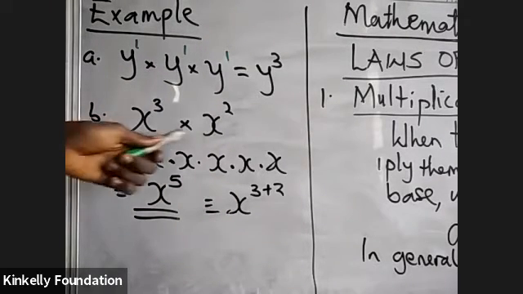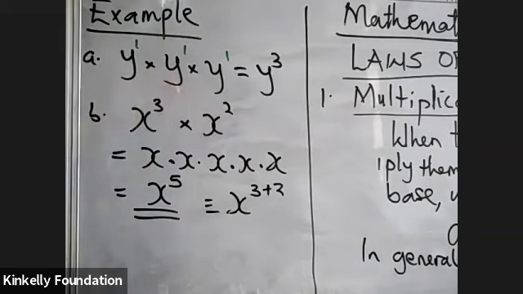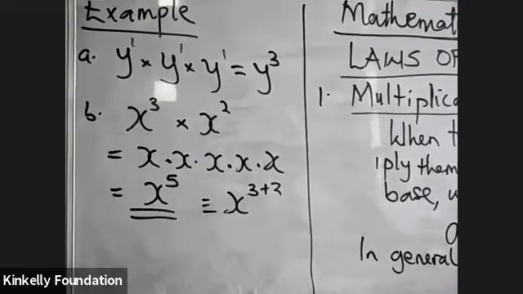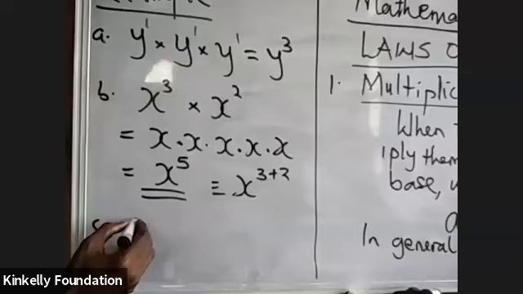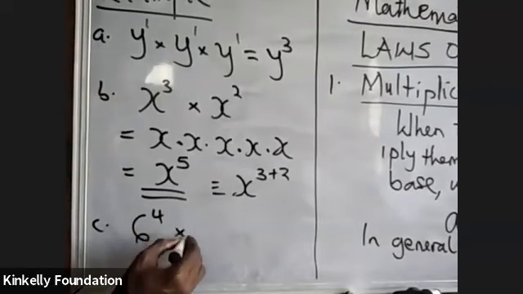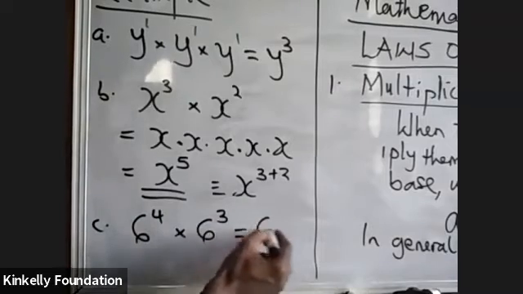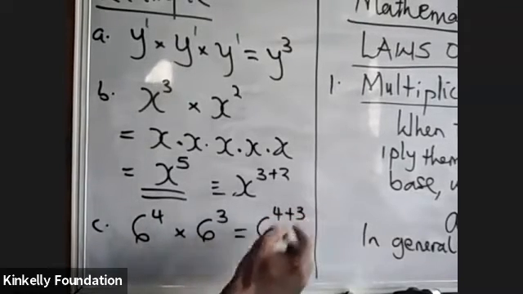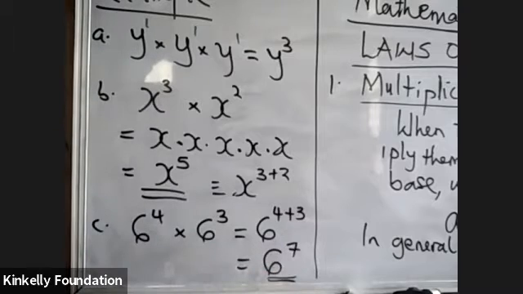Now, once they have the same base and they are multiplying themselves, the only thing you do is to add the powers. Now, in this one also, if you have something like 6 to the power 4 times 6 raised to the power 3, it's the same thing as saying 6 raised to the power 4 plus 3 to give us 6 raised to the power 7. So this is the first law, which we call the multiplication law.